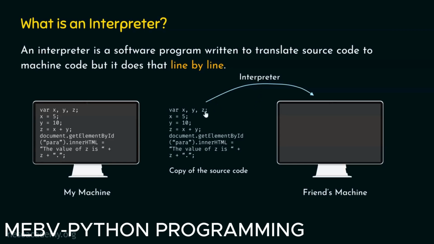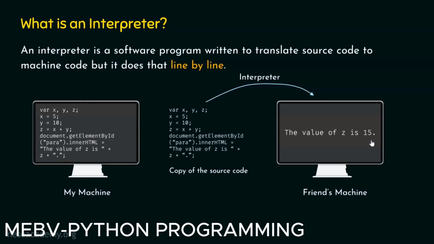The interpreter will take each line of this code and convert it to machine code on the fly. On the fly means at runtime. So the interpreter translates this code line by line on the fly and generates an output. The value of Z is 15. So my friend would be able to see this output. Of course, he must have an HTML document as well, which consists of a paragraph element. Then only he would be able to see this output.